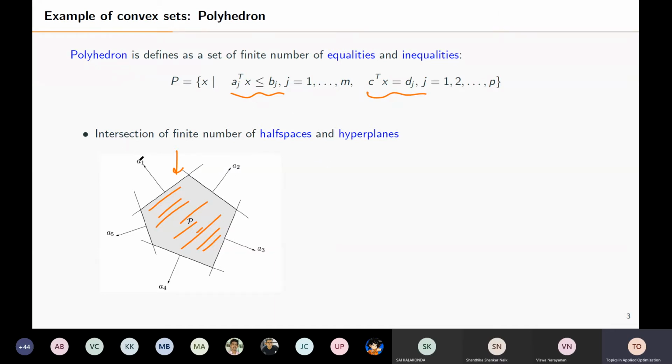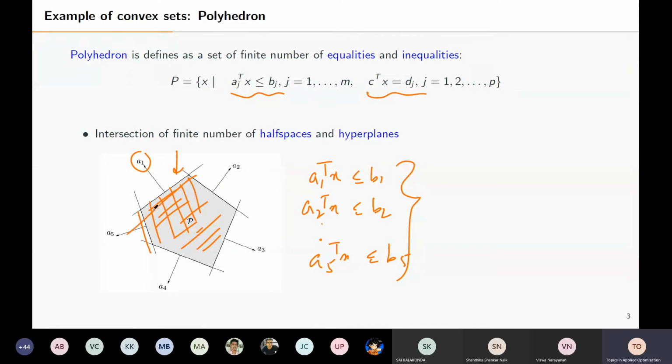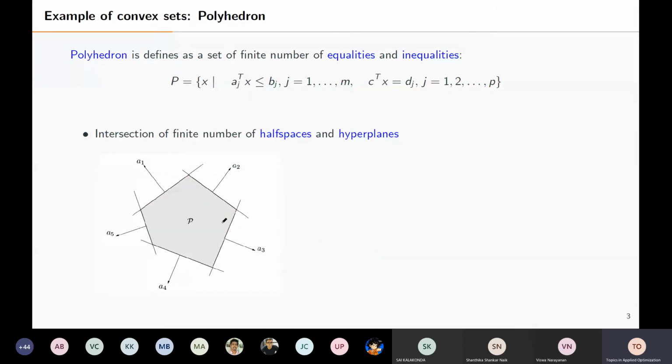So in this case, the half spaces would be like, let us say, A1 transpose X. So that's the normal, right? So less than or equal to B1. A2 transpose X is less than or equal to B2, and so on. So there are 5 of them. A5 transpose X is less than or equal to B5. Okay, so this is the intersection of these, right? So this must be one hyperplane, and this must be another hyperplane, and this must be another hyperplane, and so on. So I take 5 of these and then intersect, and that's what I get.